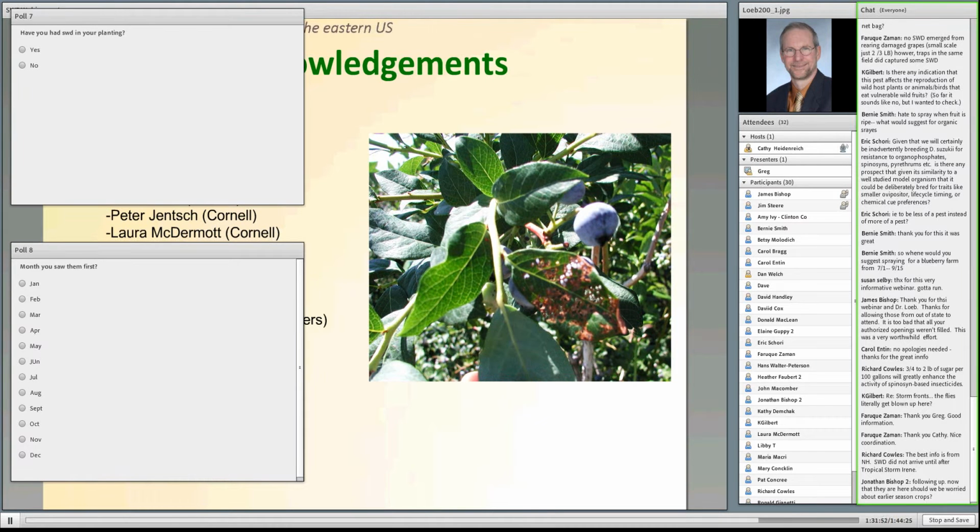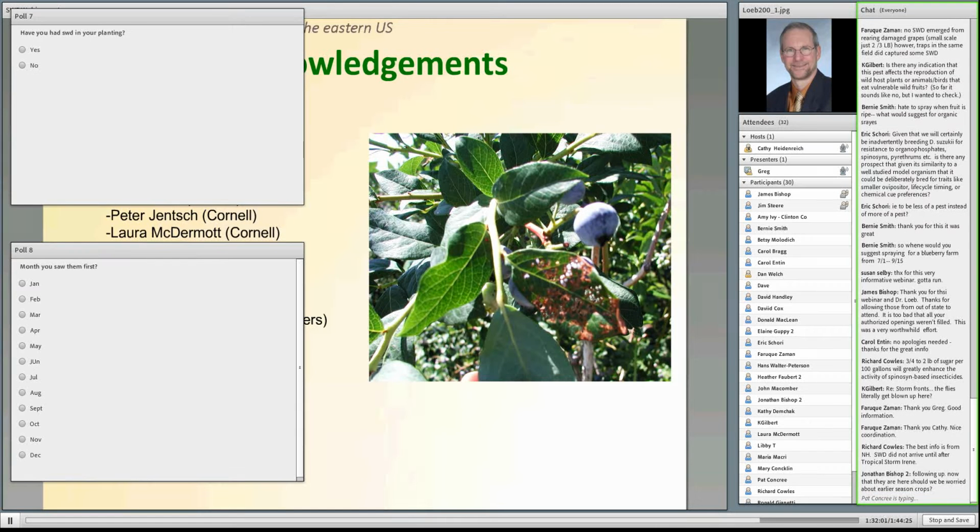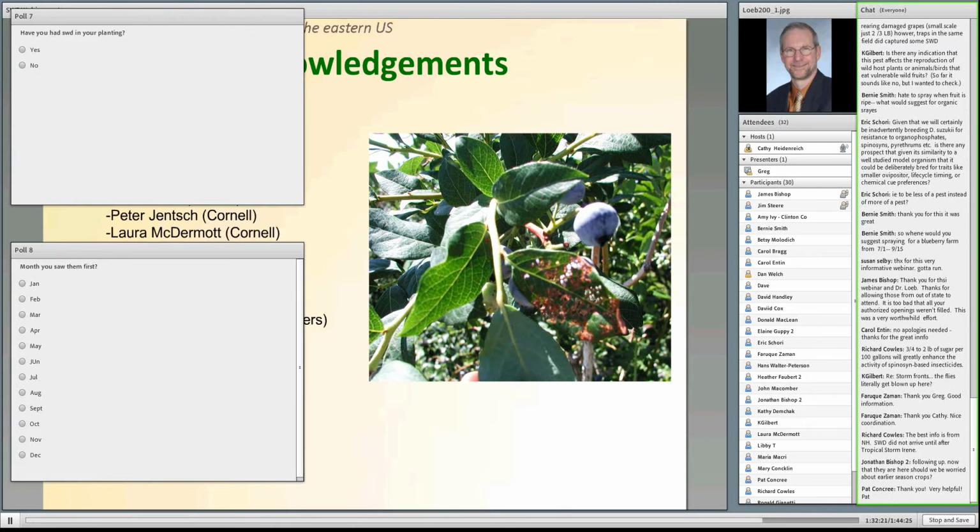Okay, I'm going to move on. Farouk said, I just put a comment from Long Island that no spotted-winged Drosophila emerged from rearing damaged grapes last year. However, traps in the same field did capture some spotted-winged Drosophila adults. So that's something that I think Farouk will hope to do this year, as we will also up in Finger Lakes, is do some rearing out of grapes just to see when and if they become a problem in terms of larval infestation.